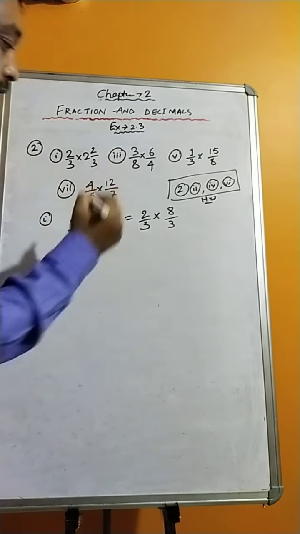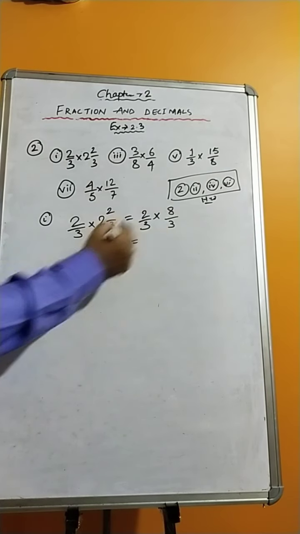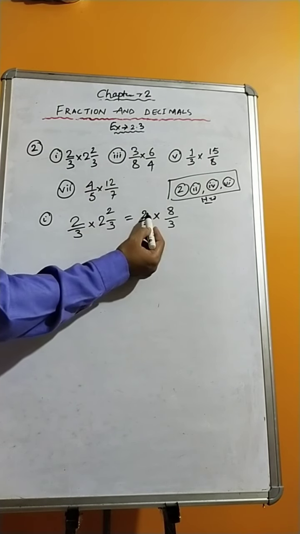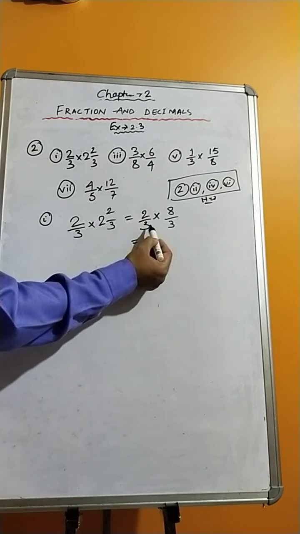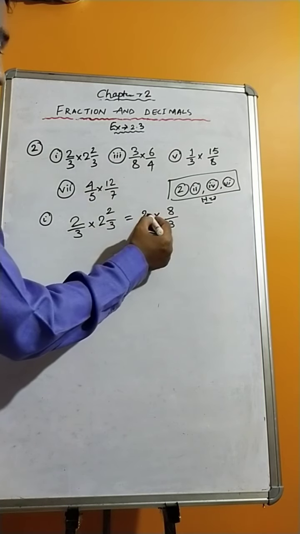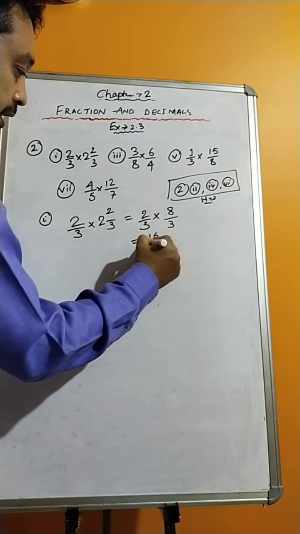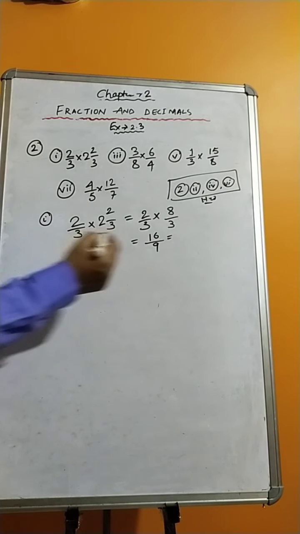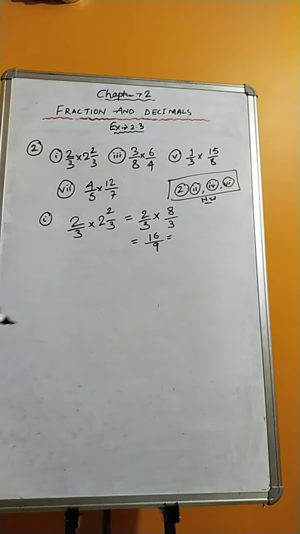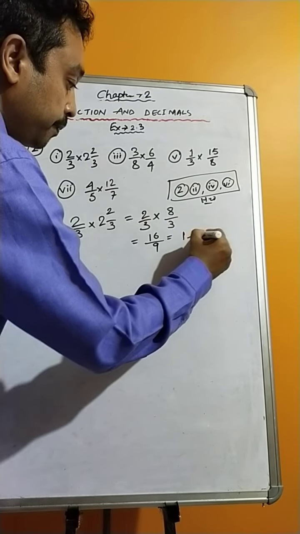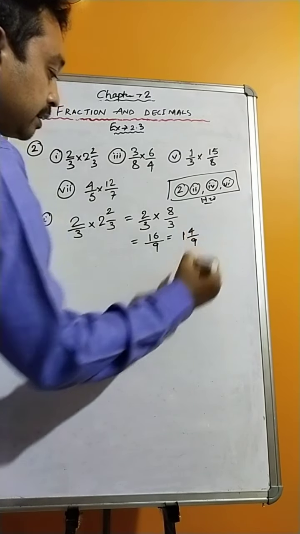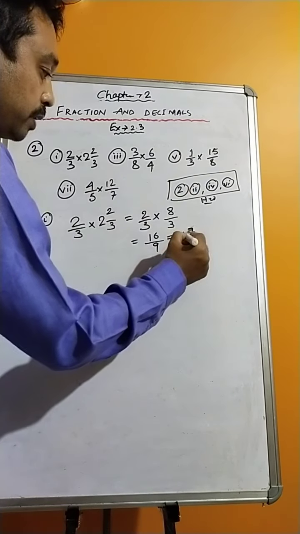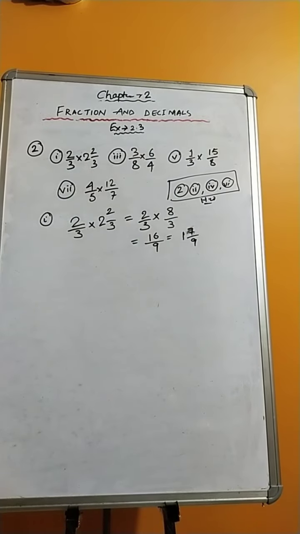8 upon 3. Now can you see any number we can reduce? Absolutely no. Okay, so what we have to do? We have to multiply numerator with numerator and denominator with denominator. So 8 twos are 16 and 3 threes are 9. You have to also give the final answer in mixed fraction form. So what will be the answer then? 9 ones are 9 and the remainder will be 7. So 1 7 by 9 is the required answer.